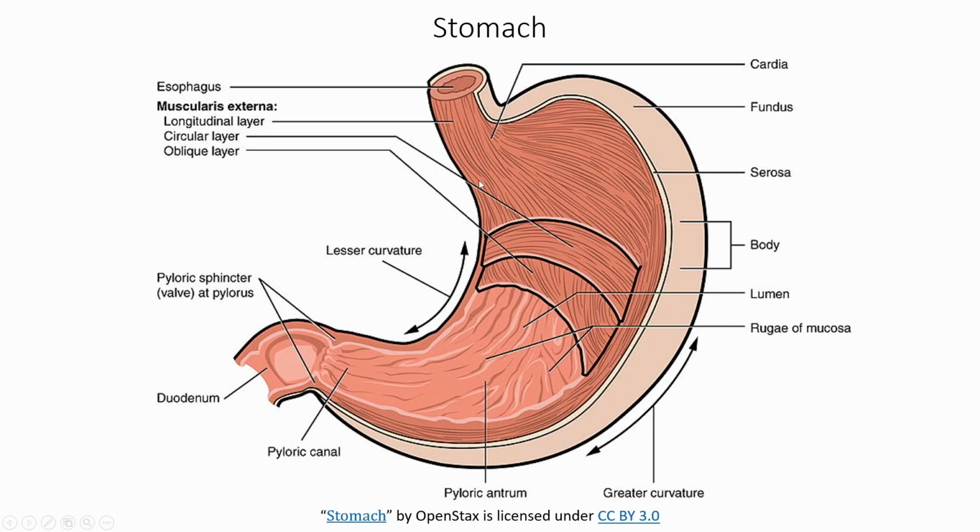This is also where we do see three instead of two layers of muscle, with the addition of the oblique layer running at an angle. We have the pyloric sphincter, which is going to help us slowly release the food into the small intestine. And then we also have folds inside of the stomach called the rugae.